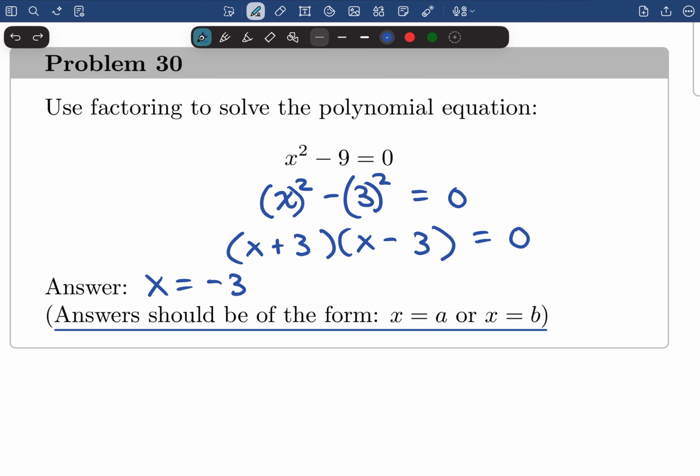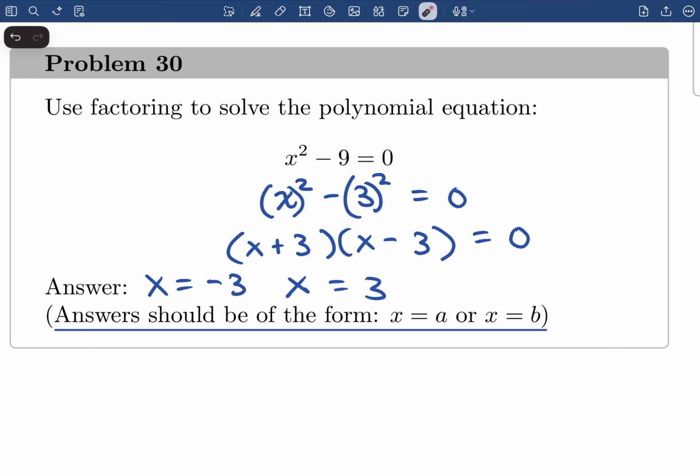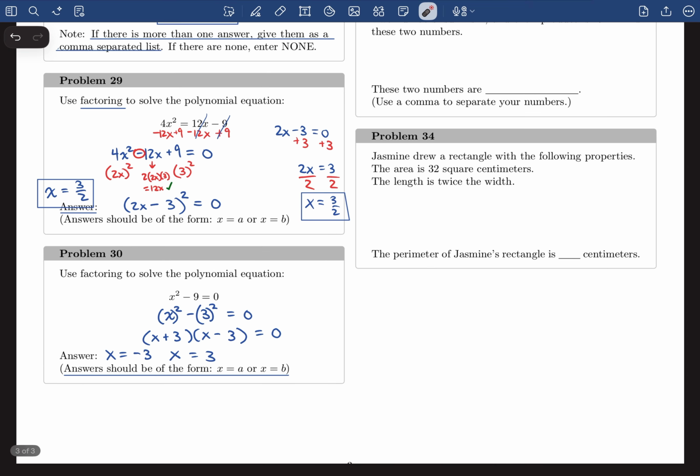Oh, but I can't separate by comma. What I'm going to do is write x equals positive 3. There we go. This is how it'll want you to report your solution. So it'll be x equals negative 3 for the first one, x equals positive 3 for the second one.